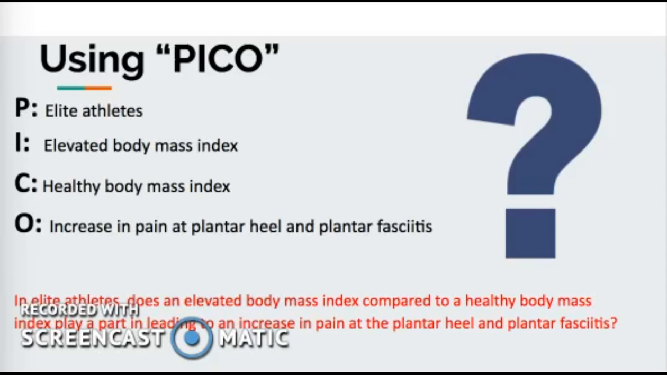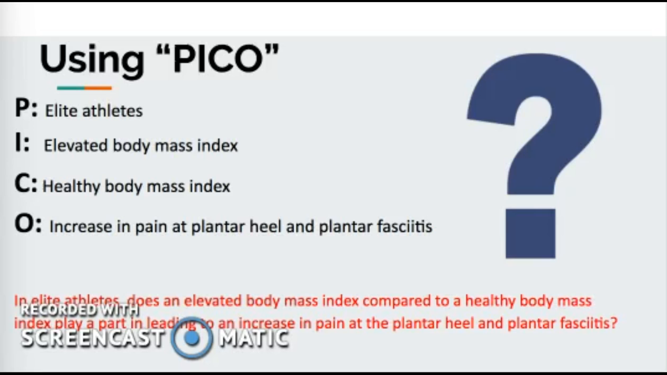Our intervention for I is the elevated body mass index, as we believe the patient's weight has the main bearing on the clinical study. Our comparison for C would be the average range body mass index, as we're comparing whether there will be an increase in pain from a healthy body mass index to an elevated body mass index. For O, the outcome we are expecting is an increase in pain at the plantar heel and plantar fasciitis.